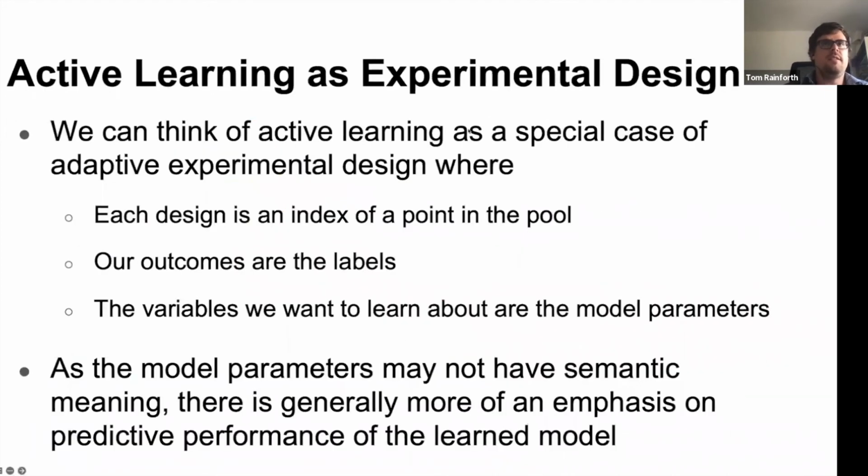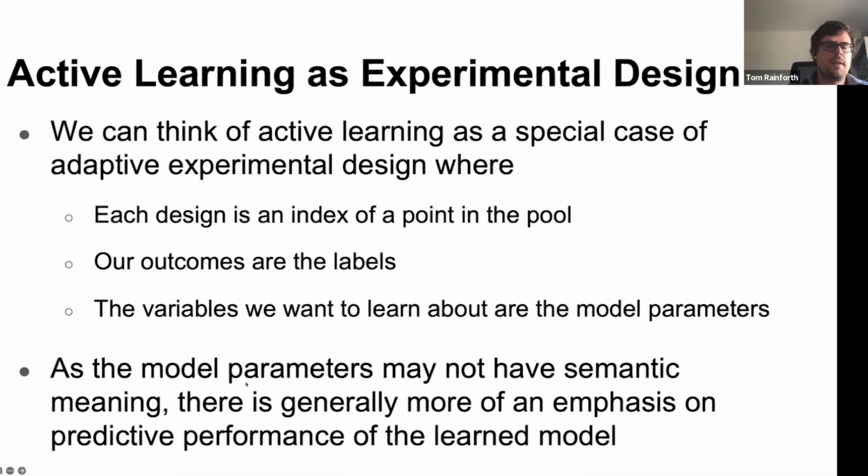As I've said, this is a special case of adaptive design, where each design is the index of the point in the pool. The outcomes are the labels that we're acquiring, and the variables we learn are the model parameters. We're ultimately training a model, but we can view the parameters of those models as some explicit parameters that we're trying to learn about, because if we've learned those parameters, we've trained the model.